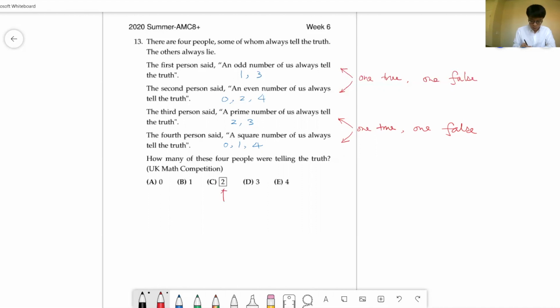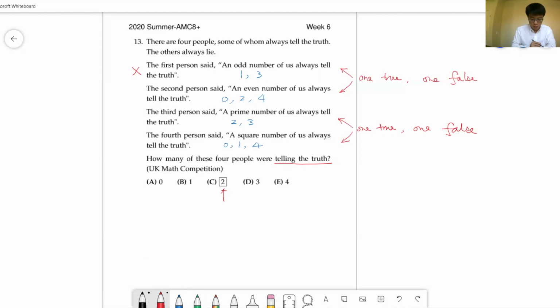The number of people telling the truth is 2. That finishes the problem. But now we can take one more minute to tell which persons tell the truth, because we have two persons telling the truth. We can check the statement of each person. For the first person, it says an odd number of us tell the truth. This is wrong because we have two persons telling the truth.